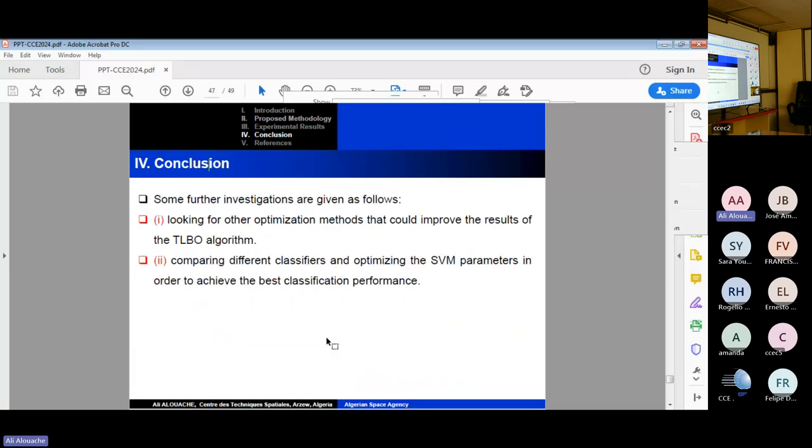Some further investigations are given as follows. One, looking for other optimization methods that could improve the results of the TLBO. Two, comparing different classifiers and optimizing the SVM parameters in order to achieve the best classification performance.